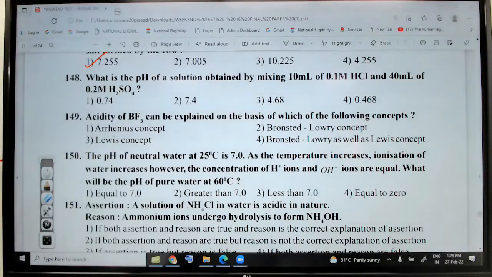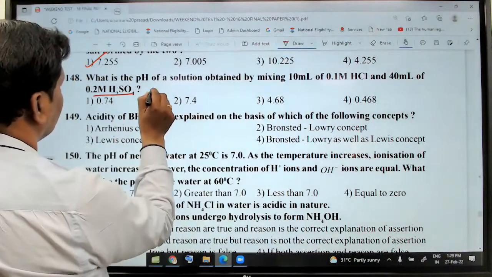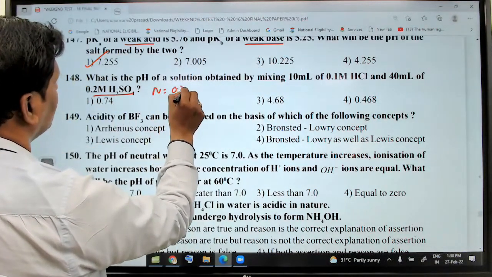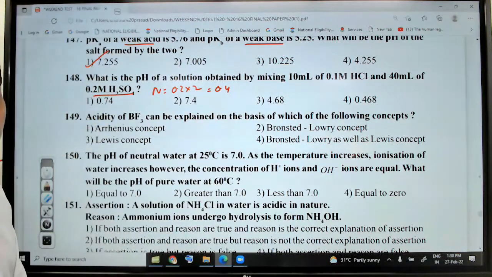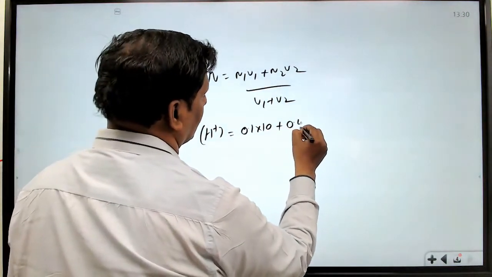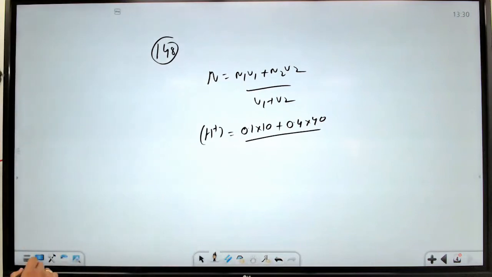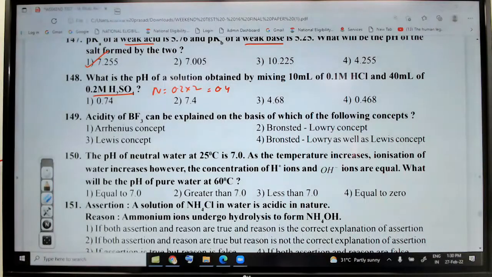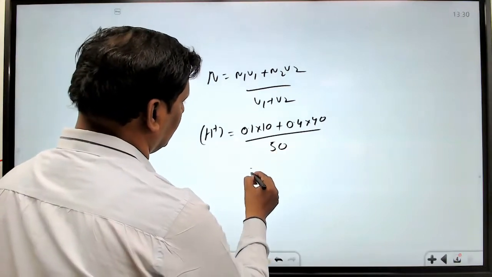In the second solution, sulfuric acid is given. What is its normality? 0.2 into n factor 2, which is 0.4. So 40 into 0.4, divided by the total volume, which is 50 ml. 10 ml plus 40 ml is 50 ml.